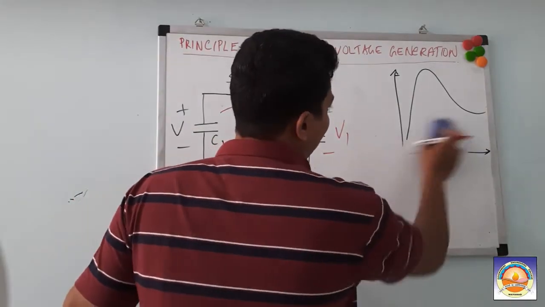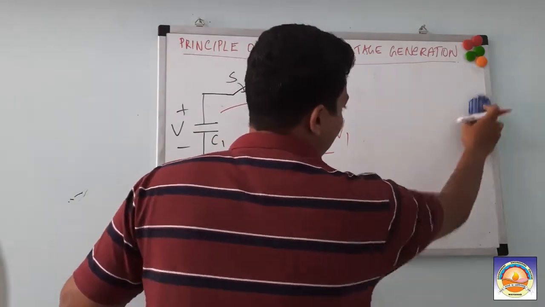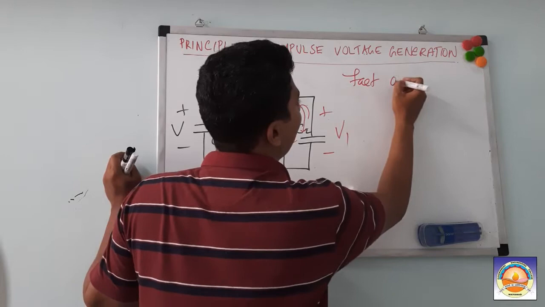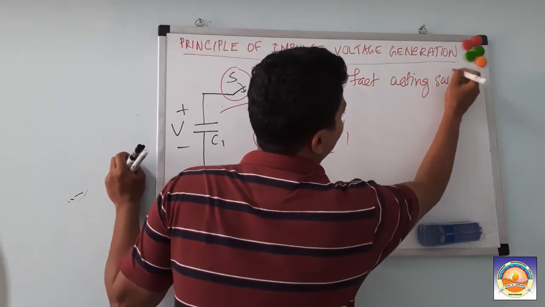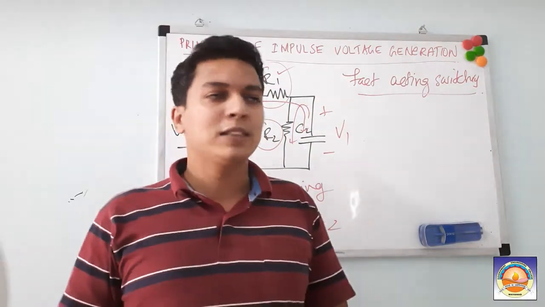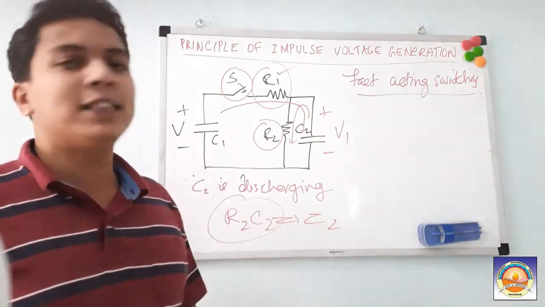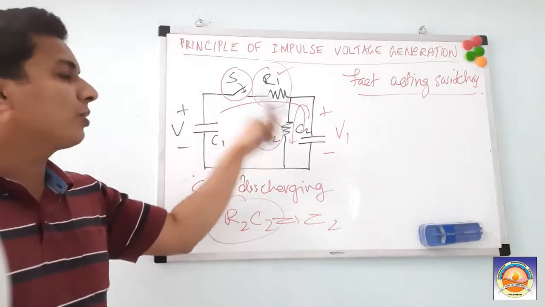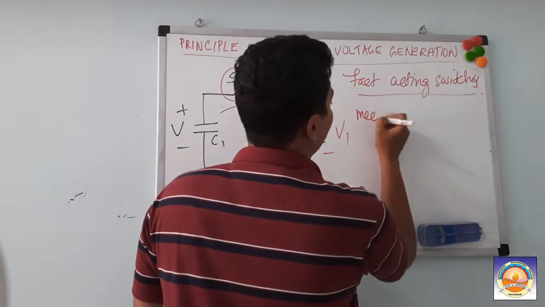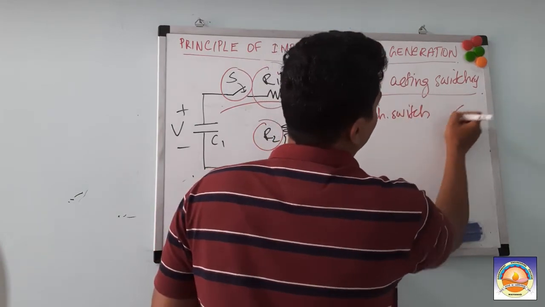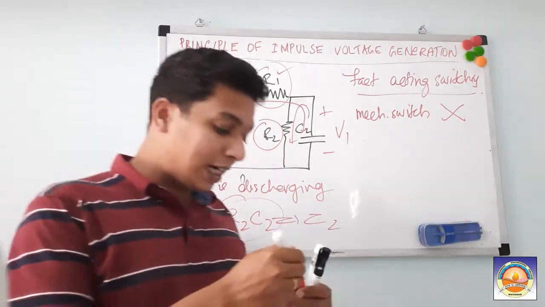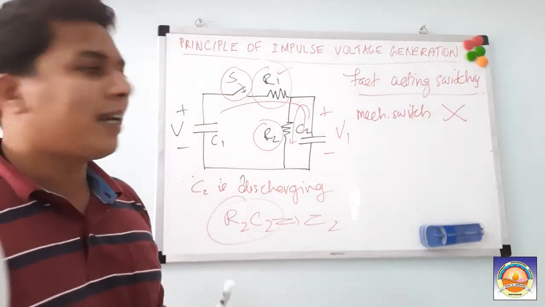Now, another important aspect I would like to mention here is about this switch. We should have a fast acting switch. Am I right? Because lightning impulse means we are talking about 1.2 microseconds or 20 microseconds, in the microsecond range, and we should have a fast acting switch. When I said S is closed or open, I did not mean a normal mechanical switch. A mechanical switch is not applicable here, because it will introduce more time delay. That is not needed. Anyhow, a mechanical switch we cannot use.